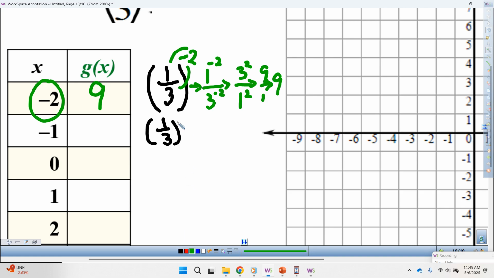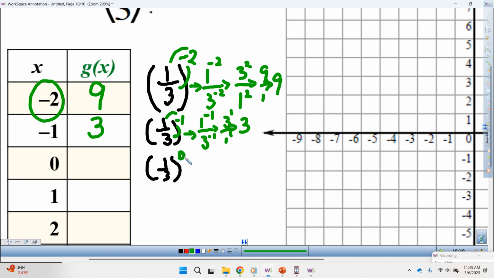1/3 to the negative 1. Distribute. This is 1 to the negative 1 over 3 to the negative 1, which is 3 to the 1 over 1 to the 1, which is 3. 1/3 to the 0 power. Any number to the 0 power is what, everyone? 1. That is correct. 1/3 to the 1 power is just 1/3.